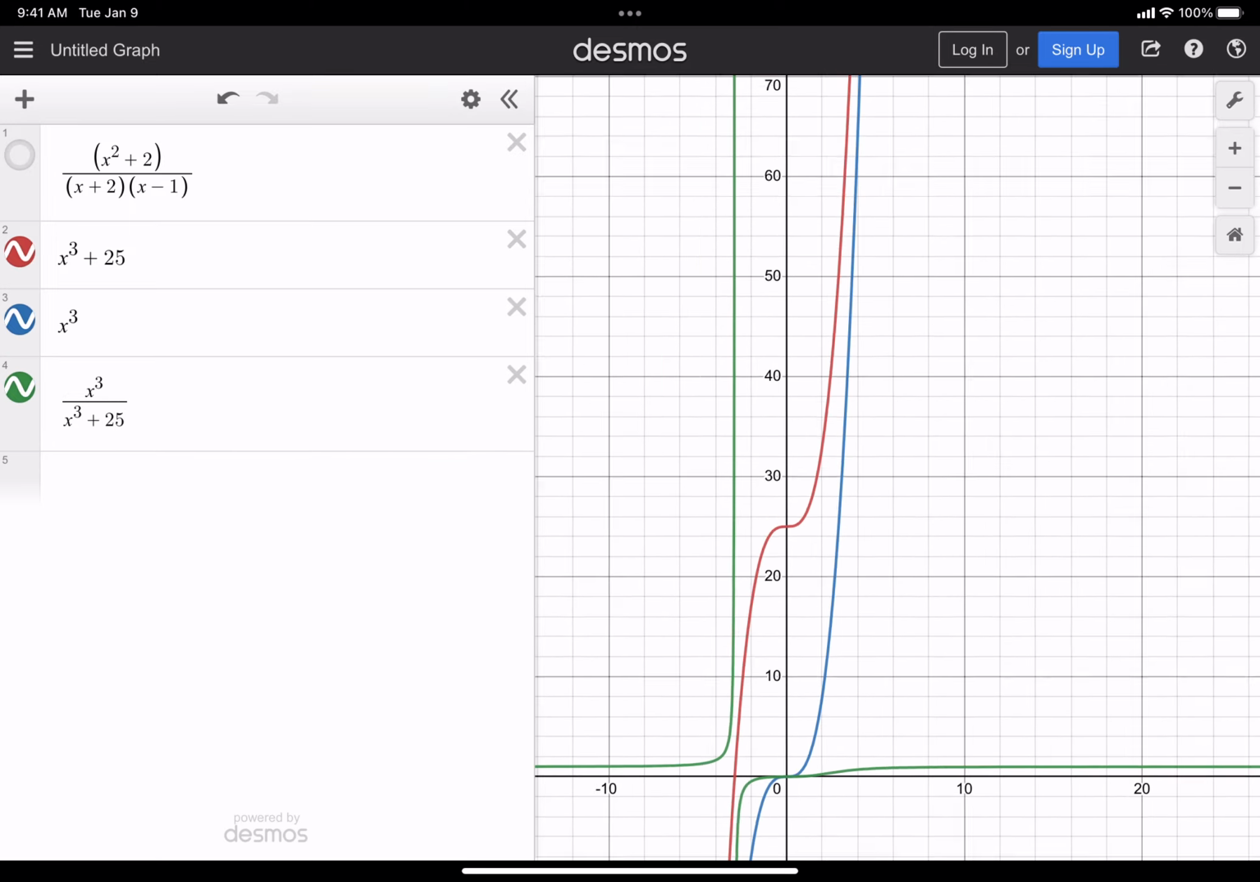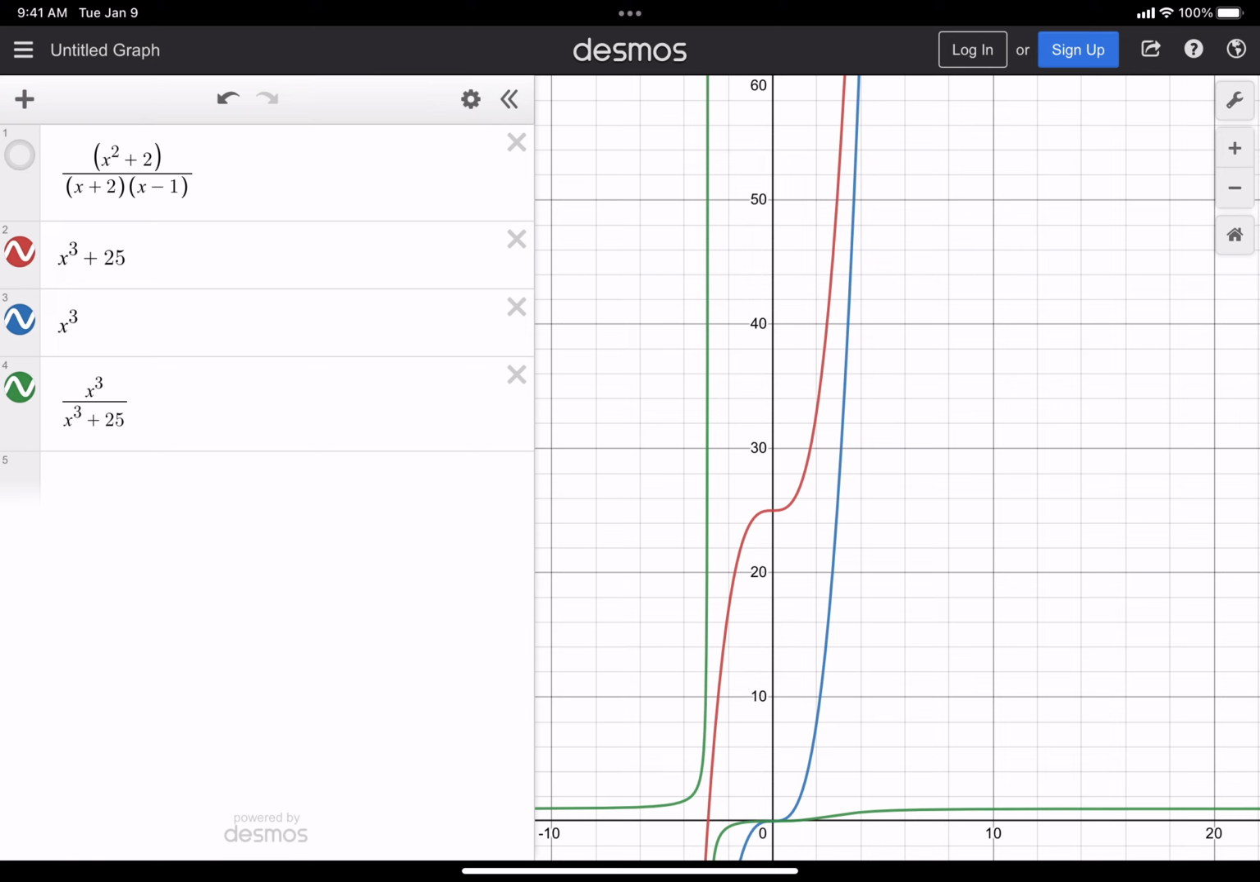So what's happening here? Well, we have two cubic functions, right? You can see initially they're 25 units apart, because this one's x cubed plus 25. But what happens as we move forward? As we move forward, what happens to the distance between the red curve and the blue curve? Well, they get closer and closer together, right? The heights get closer, yeah? As we move to the right.